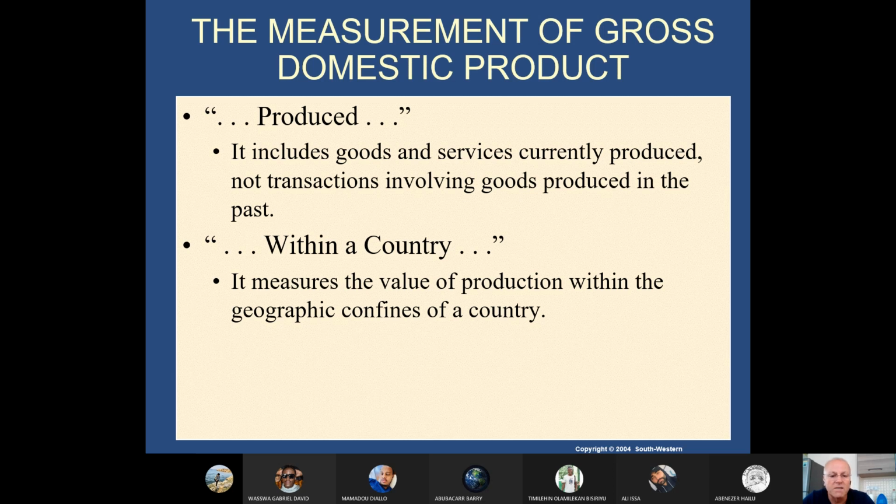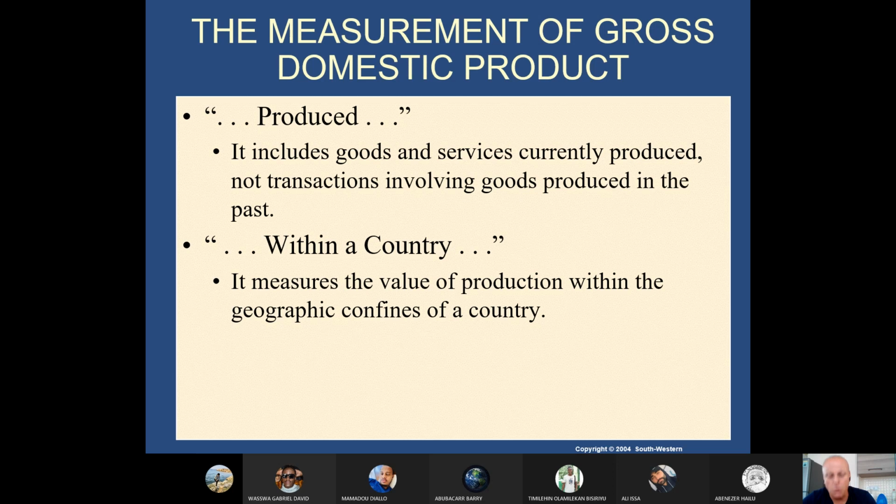The produced goods and services included in the GDP are the goods and services currently produced, not transactions in goods and services from the former year's production. Because if some goods and services were produced last year and are in the market, you cannot count this production in the GDP. You are only going to count the goods and services produced in the current year, not in the last year, not in the former year. So the current production is on the agenda, not the others.